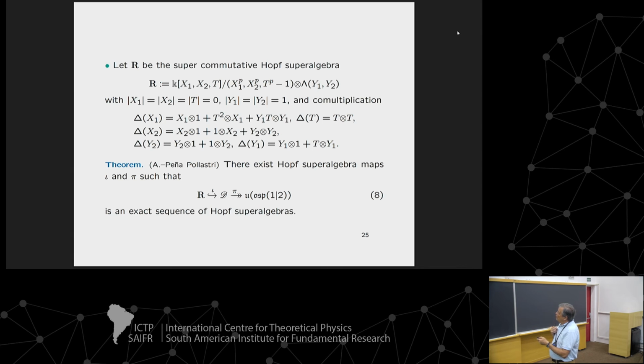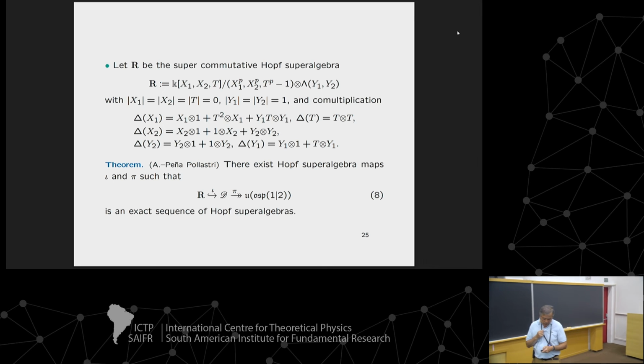And what we can prove is the following. There exist the Hopf superalgebra maps iota and pi. Iota realizes this R as a Hopf sub-superalgebra of D, where D was in the previous slide, and pi is a projection of D onto the restricted enveloping superalgebra corresponding to the restricted Lie algebra OSP12. So again, we were a bit surprised that out of nothing, this old algebra OSP12 appeared.